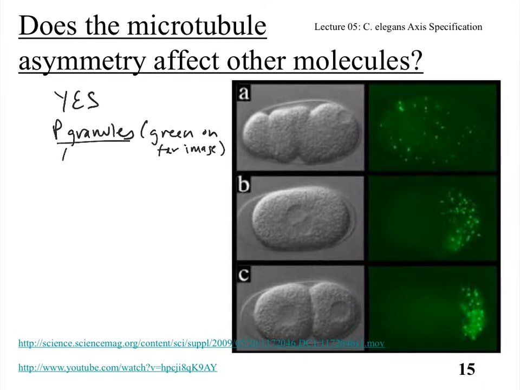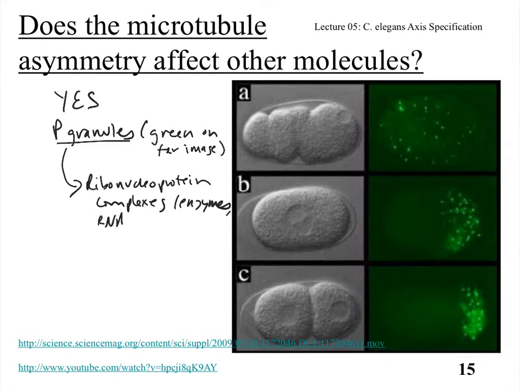And P granules we talked about briefly previously. I'll tell you what they are now. So they are ribonucleoprotein complexes. This includes enzymes, RNAs, and other proteins.